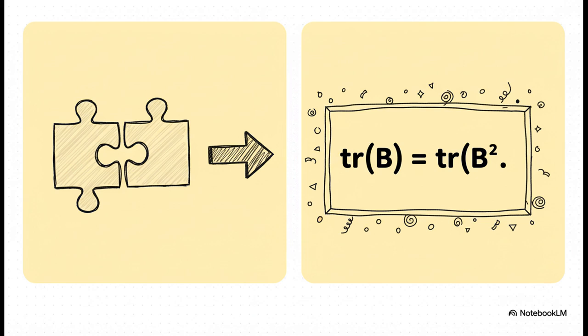Let's just move that trace of B over to the other side, and we get 2 trace of B equals 2 trace of B squared. Divide by 2, and bam, trace of B equals trace of B squared. Mission accomplished. Another case solved.